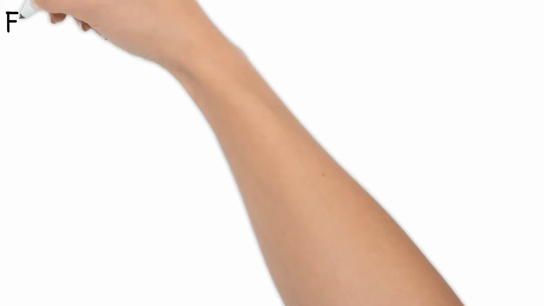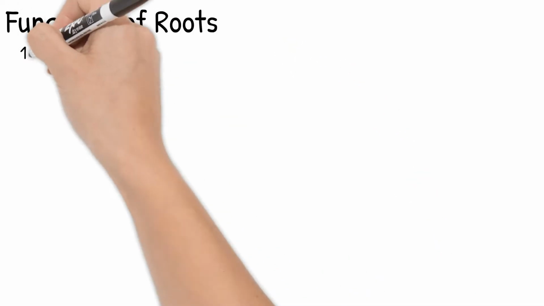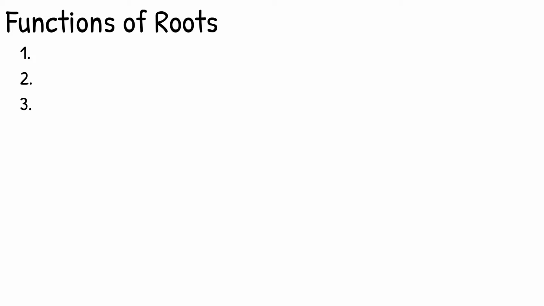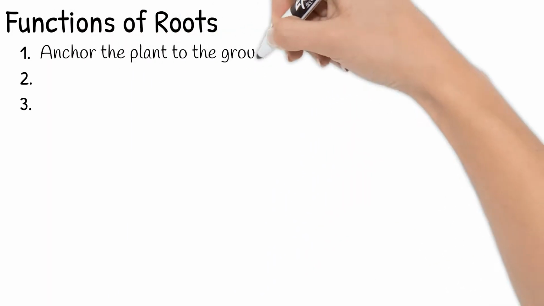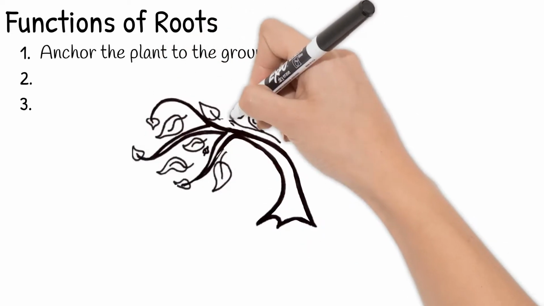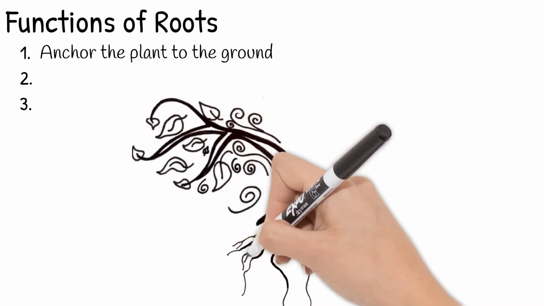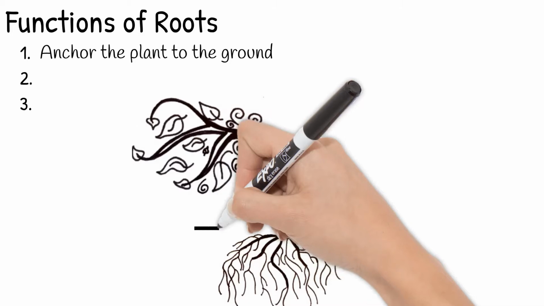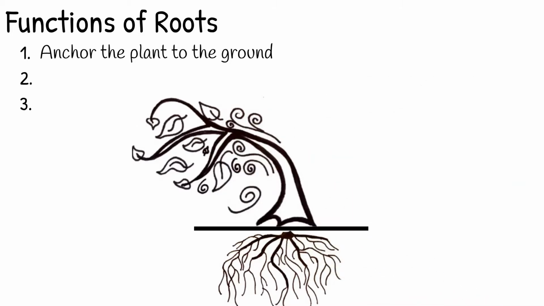There are actually three functions of roots. One is they anchor the plant to the ground. Plants would have a very hard time standing upright and in place without roots. The deeper the roots, the more anchored the plant will be.